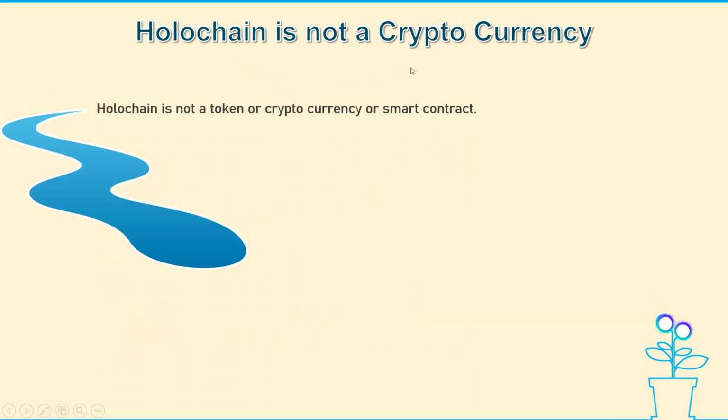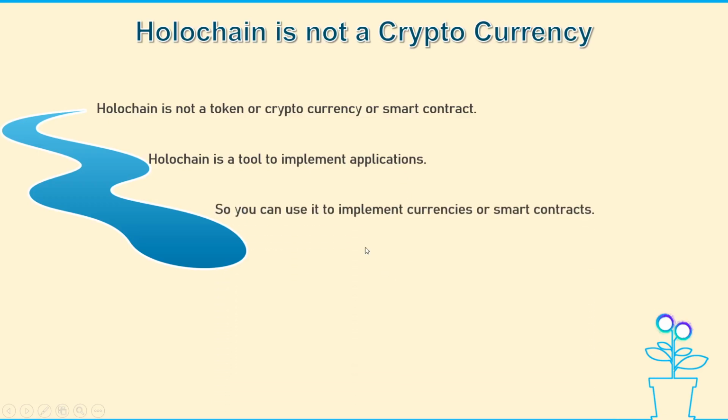Holochain is not a token or cryptocurrency or even a smart contract. If you have heard about HoloTokens or HoloFuel, they are totally different topics. I will explain them later in other standalone videos, but for right now it is enough to know that they are not Holochain. Holochain is just a framework or tool to implement applications. It means you can use Holochain to implement cryptocurrency applications or tokens or even a smart contract.